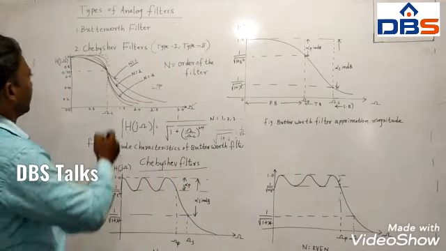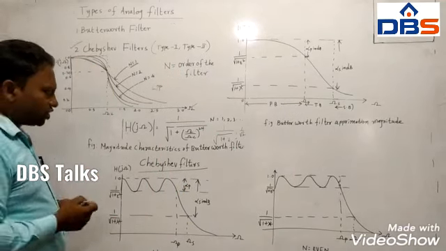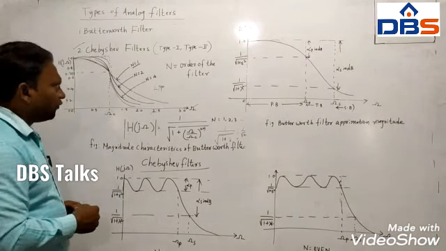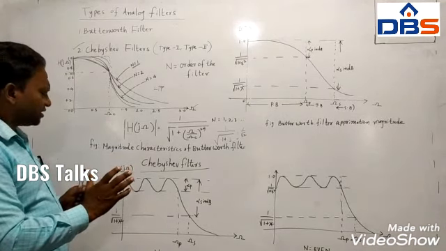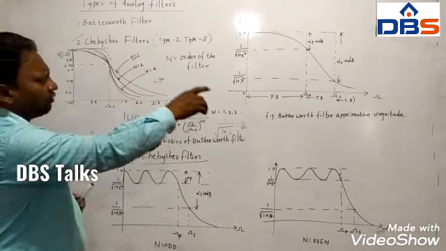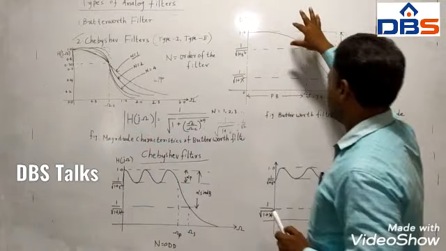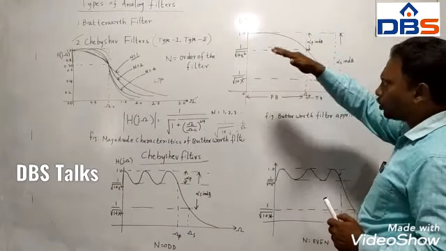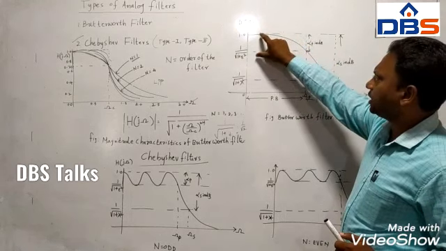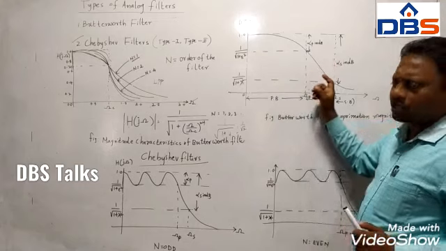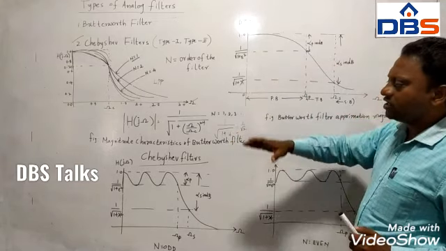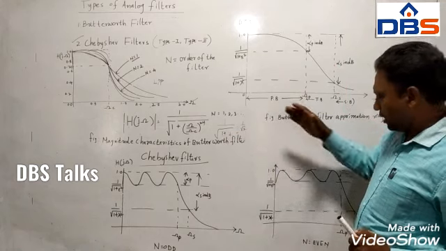Now coming to the second one, Chebyshev filters. In the Chebyshev filter, there are two types, type 1 and type 2. The magnitude characteristics are somewhat different, and the characteristics look like this. In the Butterworth filter, you don't have any ripples in the passband; it is monotonic. Whereas in the Chebyshev filters, the magnitude response has some passband ripples here and here.